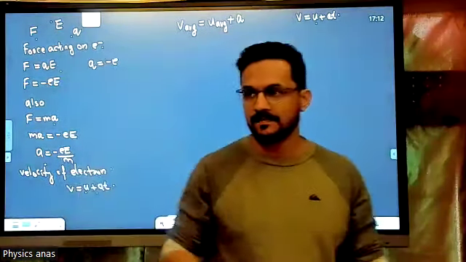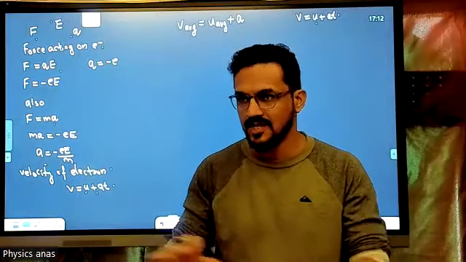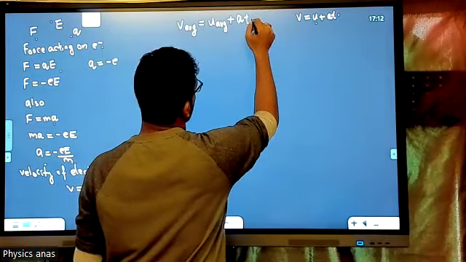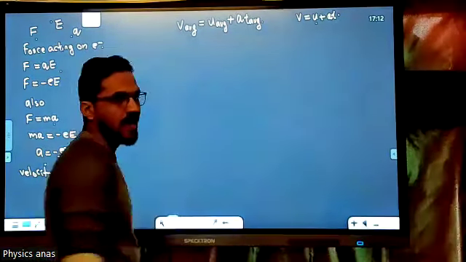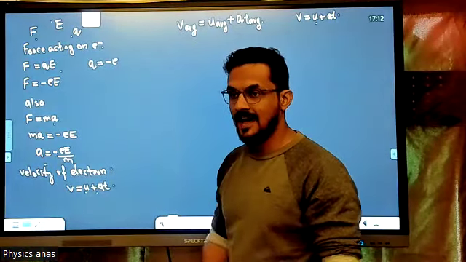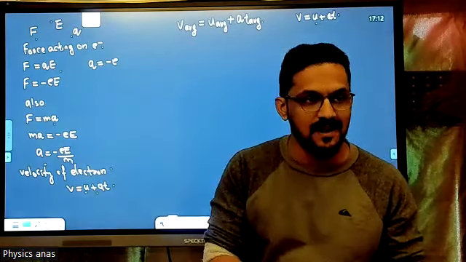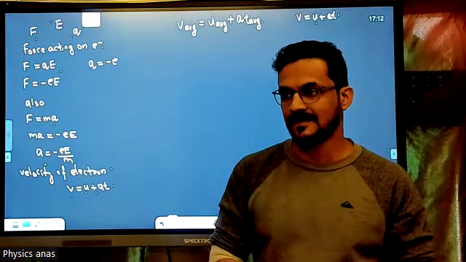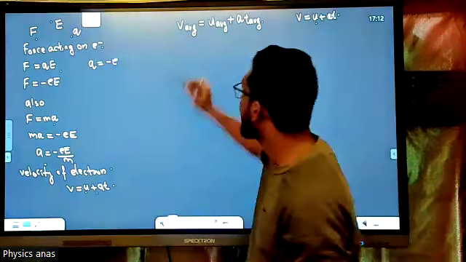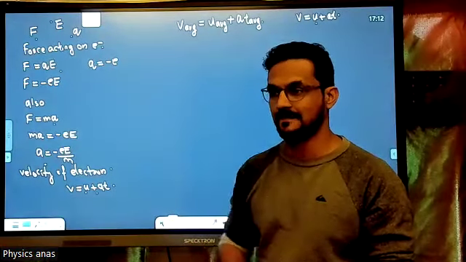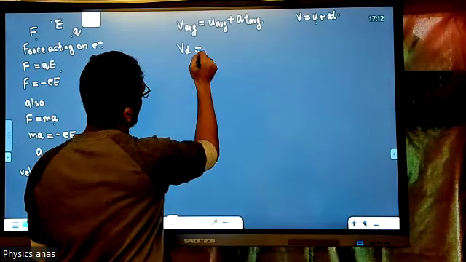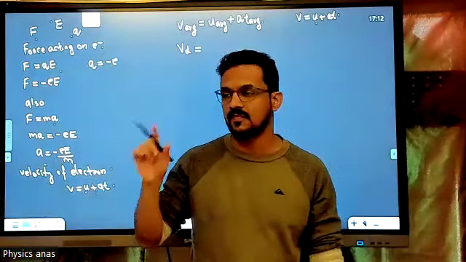And what about this time? Time may be different for each and every one of the electrons. That means time average will be in the equation. Now, by definition, what is this average velocity? Average velocity acquired by the electrons is called drift velocity. That means this average velocity is drift velocity. So you can write VD, drift velocity, instead of average velocity.